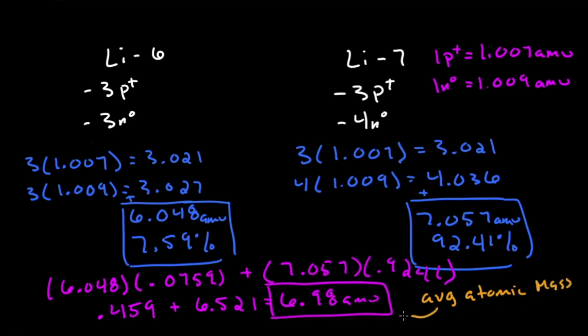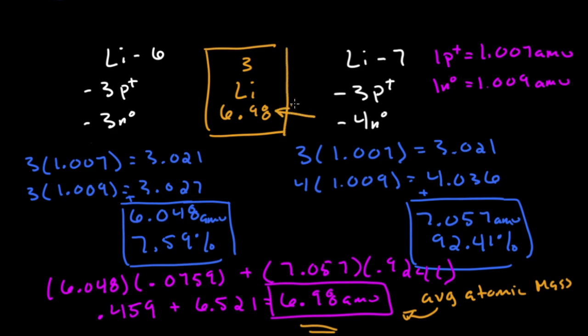So if you go to the periodic table, this would be the number that you're going to find, or something pretty close to that. And so lithium would kind of look like this. We would have Li, and on the periodic table you have a 3 up top, and then we would get this 6.98 on the bottom. And that's what this bottom number means. This bottom number is the average atomic mass.